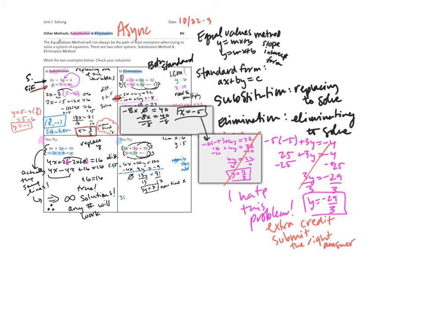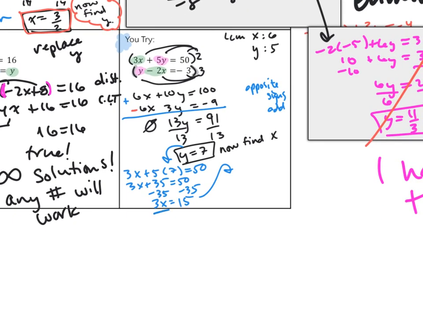Okay, so let's do 3 times... Oops. See, I already messed up. So 3x plus 5 times y, which is 7, equals 50. So I literally plugged that in for y. So 3x plus 35 equals 50, minus 35, minus 35. 3x equals, I think that is 15. Divide by 3. X equals 5. Okay. Let's call it at that.